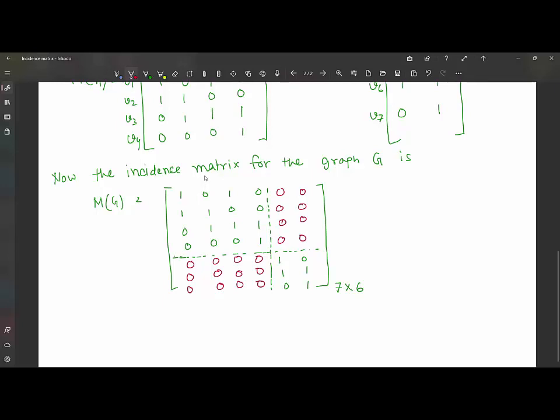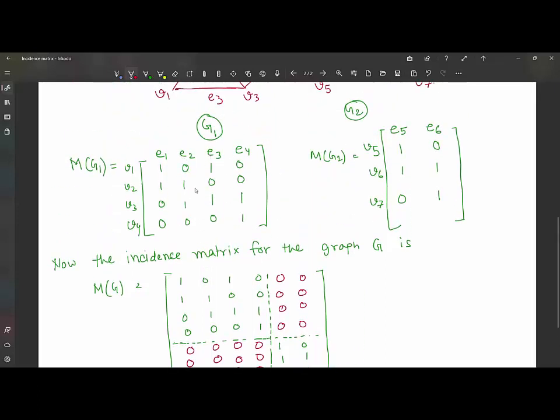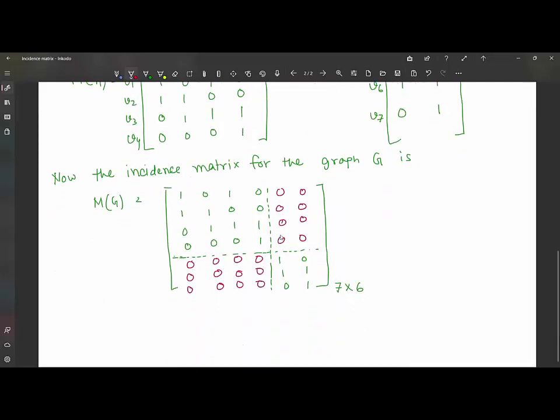So now you can see that in this way you can draw the incidence matrix for the graph G. But you don't necessarily have to do it this way, calculating the G1 and G2 matrices separately every time and after that putting these two matrices into one matrix. You can also draw this matrix directly.